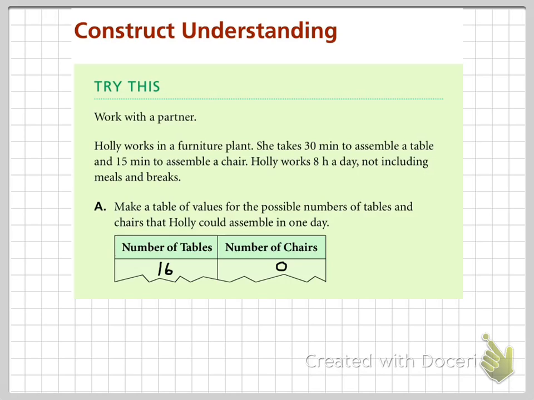Now, if she only made 15 tables, that would leave her half an hour left. And since it's 15 minutes per chair, she could now make 2 chairs. Or if she did only 14 tables, now she could make 4 chairs. Now we're going to follow that same pattern all the way down to 1 table. That would be 30 chairs. And if she made 0 tables, she'd have enough time in a day to make 32 chairs. That's a list of all the possible combinations.